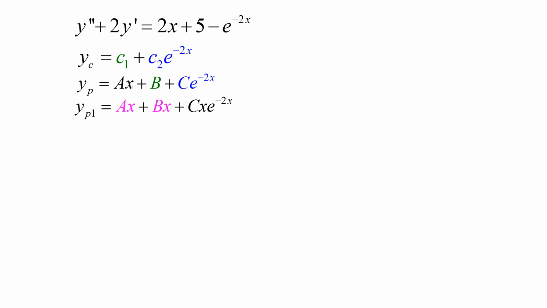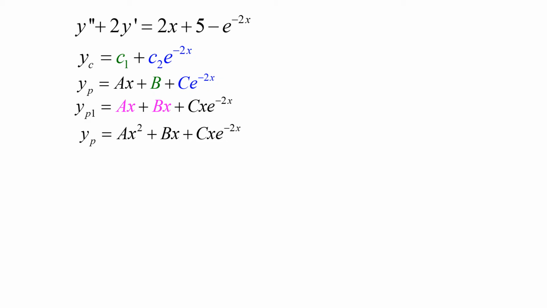If we do that, we get ax plus bx plus cx e to the -2x. Well, now ax and bx have the same form, so we need to multiply one of them by x one more time. So we would get ax squared plus bx plus cx e to the -2x. So now when I look at my yp and my yc, there are no repeated terms. Everything is distinctly different. So now I can proceed with the problem. So yp equals ax squared plus bx plus cx e to the -2x.